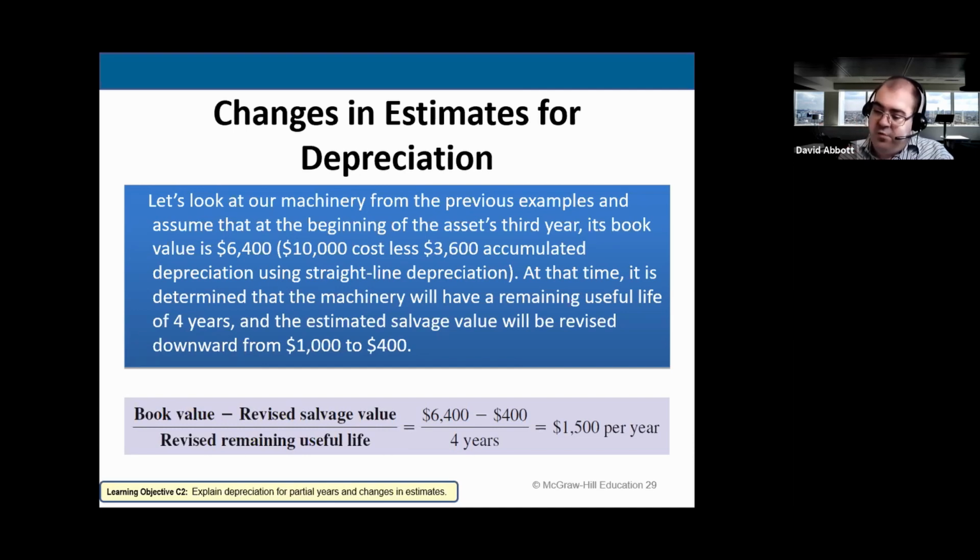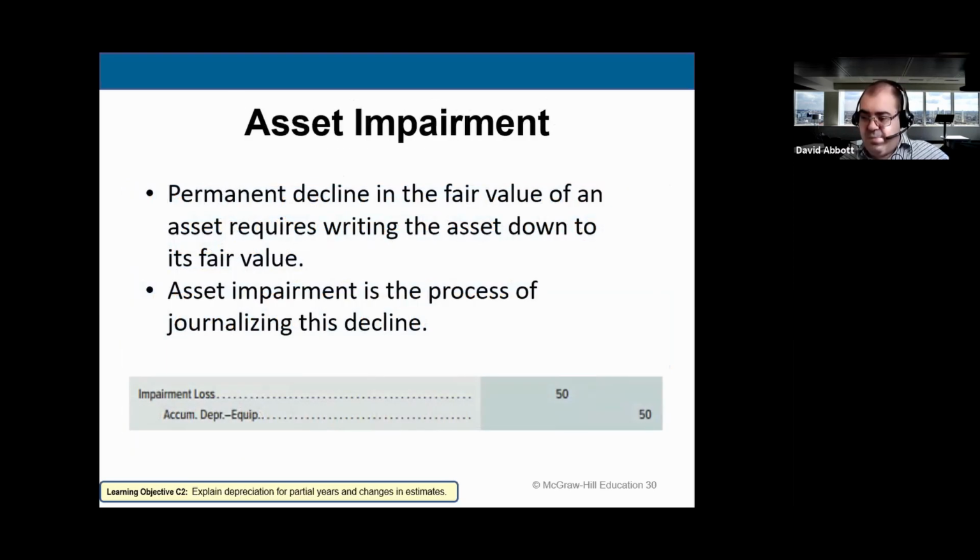Thus, $1,500 of depreciation expense is recorded for the machine at the end of the third year through year 6, each year of its remaining useful life. Asset impairment. Some companies report both the cost and accumulated depreciation of plant assets on the balance sheet. Many companies also show plant assets on one line with the net amount of cost less accumulated depreciation. When this is done, the amount of accumulated depreciation is disclosed in a note.